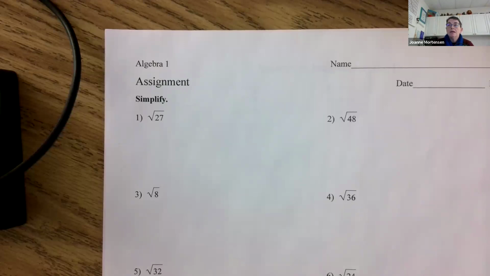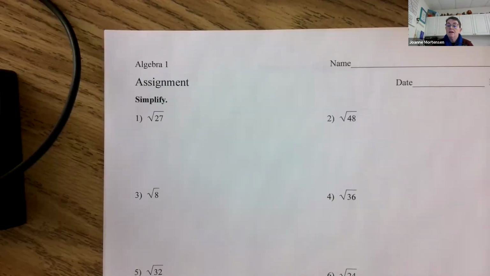So in the last video, there was an explanation of how to simplify radicals using prime factorization, because it's the easiest way and it works all the time. And now I just want to do this assignment. There's an answer key, but I'm a fan of practice. It's as simple as that.